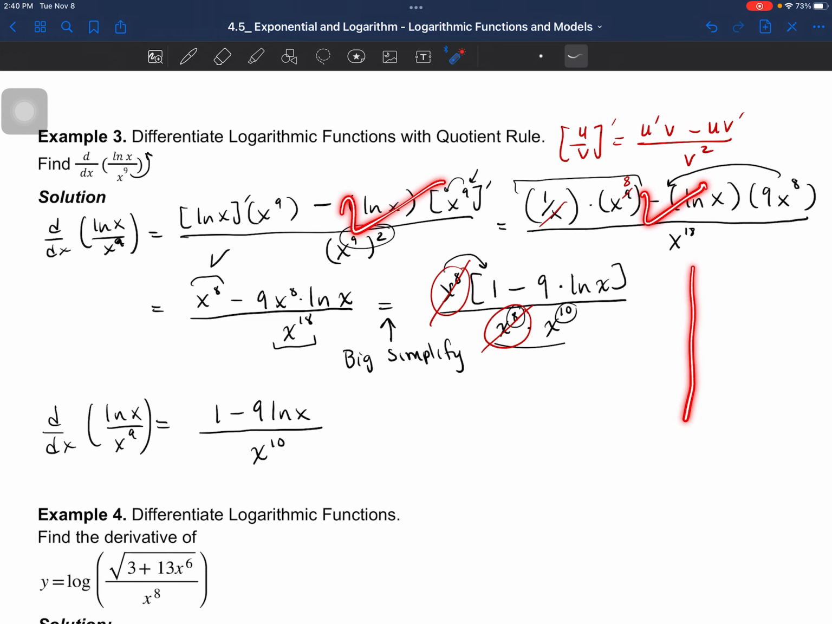Right, so this is the derivative of the natural log of x all over x to the 9. All right, and I want to remind you, as always, that this part was the derivative.